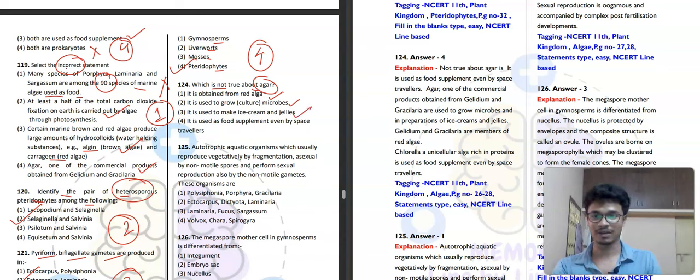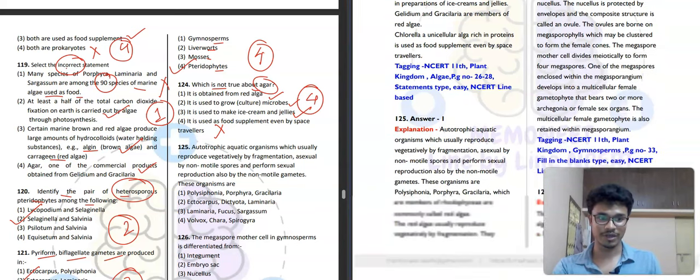It is also correct. Now the last option is saying that it is used as food supplement even by space travelers. No, agar is not used as a food substance. Chlorella is used as a food substance by space travelers. So the fourth option will be our correct answer for this question. Moving towards the next question, 125.